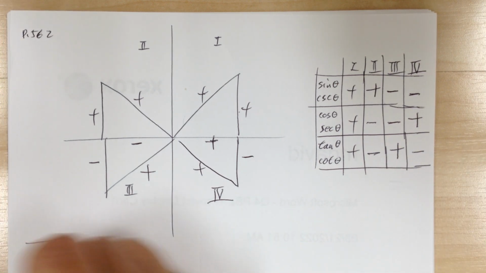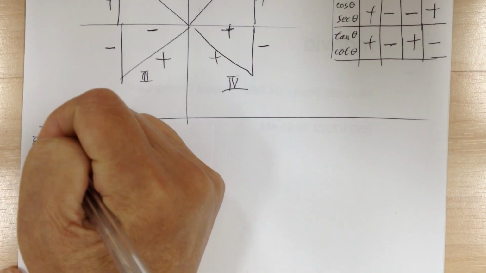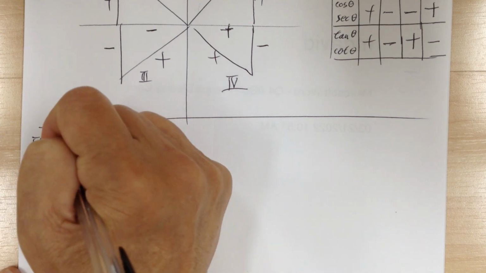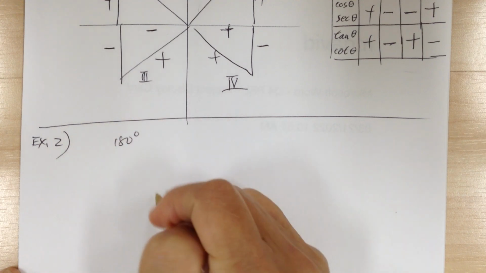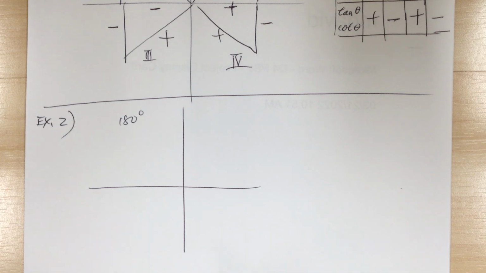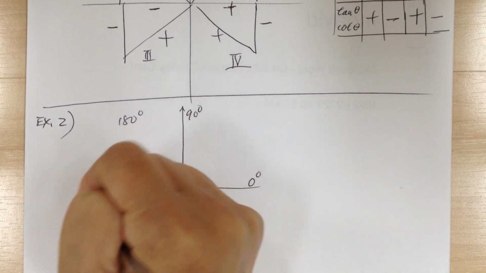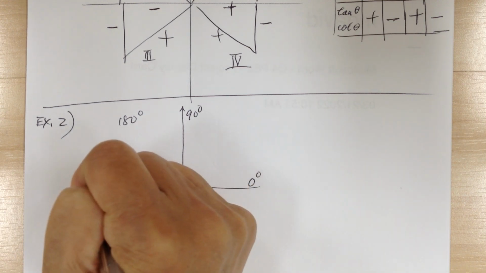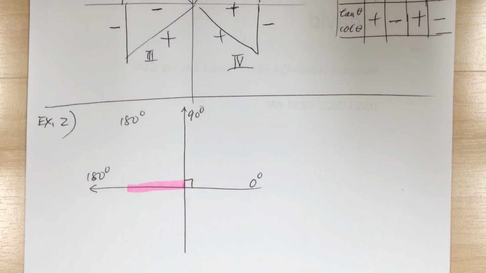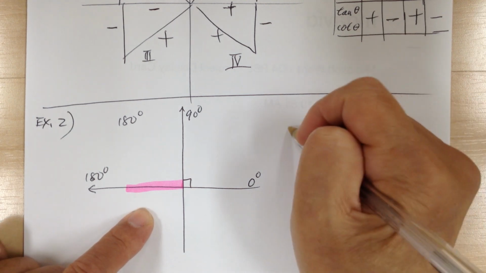Okay, let's go to example 2. Okay, so determine which functions are defined for 180 degrees. So over here, this is 0 degrees, 90 degrees, because this is a right angle, right? And this is 180 degrees because it's a straight angle. So you're looking for this over here, okay? So you're looking at all the functions to see if each one is defined. Okay, so again, let's go and do this.